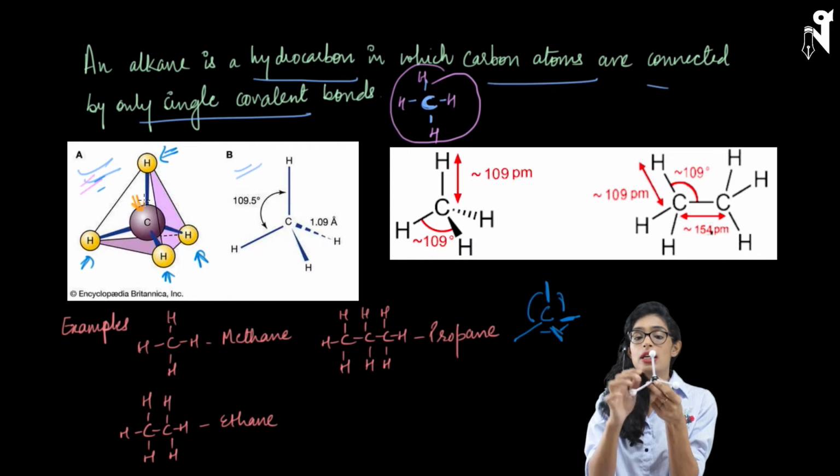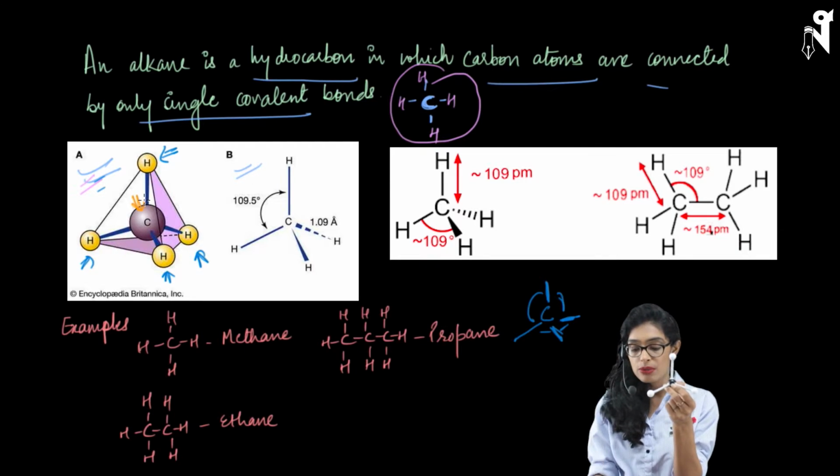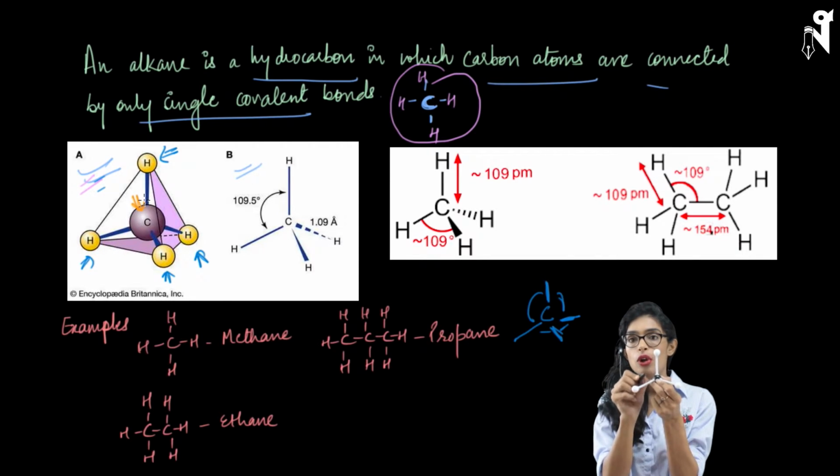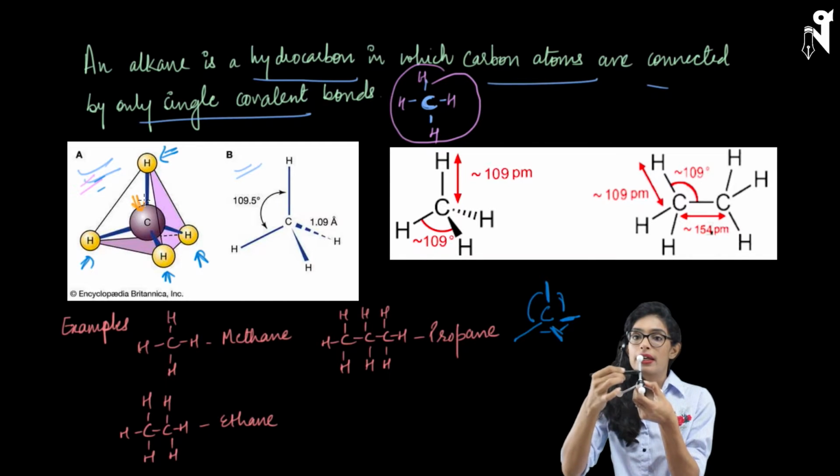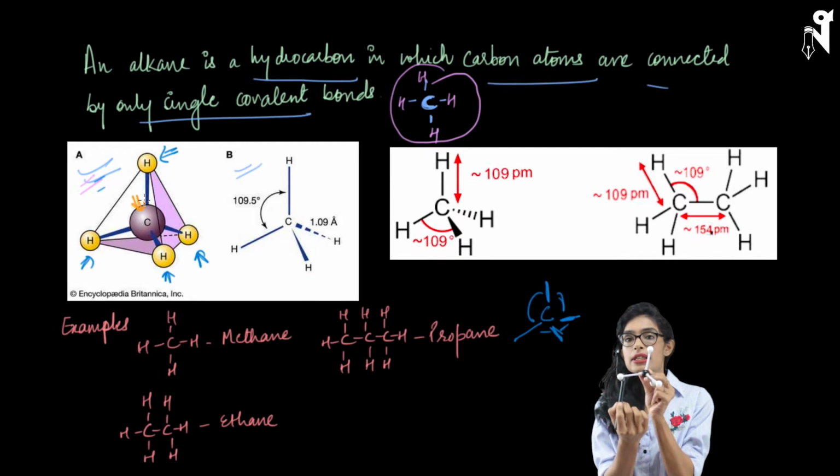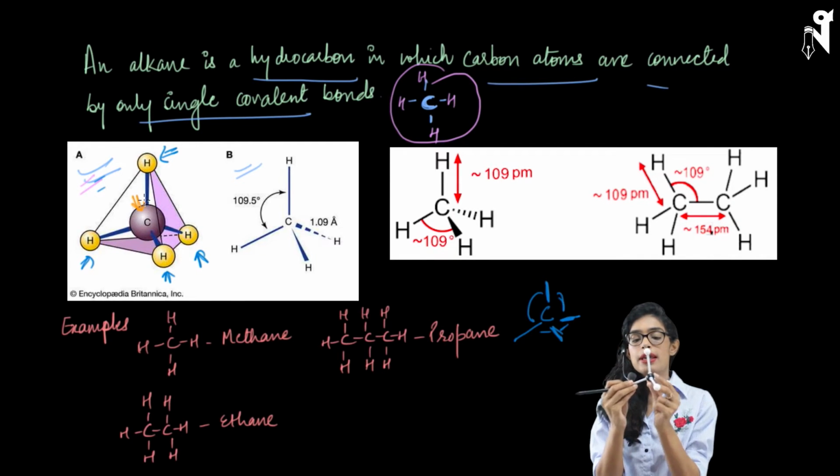And the angle between this carbon hydrogen and this carbon hydrogen bond is the same. So this is the angle. I hope all of you understand what the angle means. So this angle is the same as this angle, and the same as this angle, and the same as this angle.